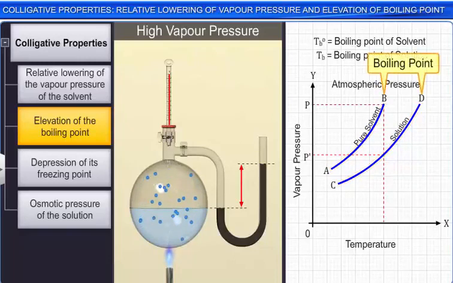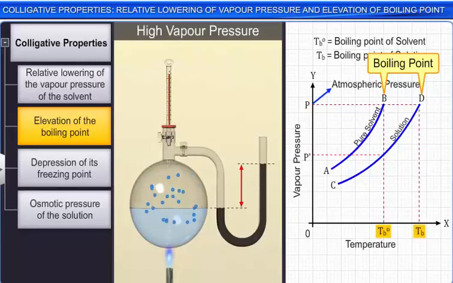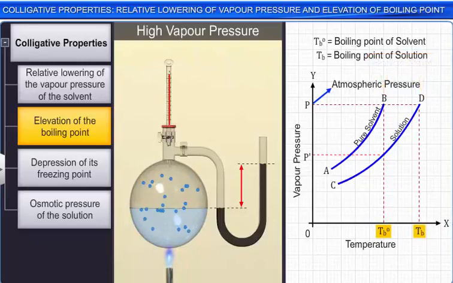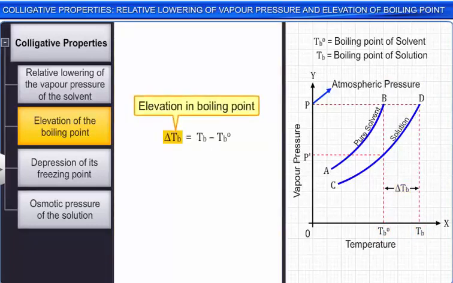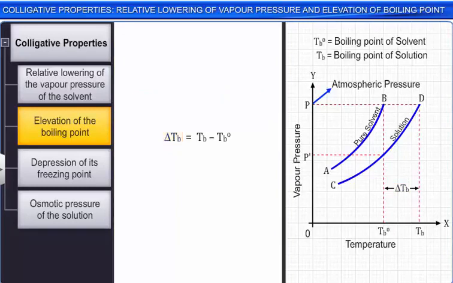The temperatures at which the vapor pressure of the solvent and the solution become equal to the atmospheric pressure are Tb naught and Tb respectively. The difference, Tb minus Tb naught, is represented by delta Tb and gives the elevation in the boiling point of a solvent in solution. Thus, it can be seen that the boiling point of a solution is greater than the boiling point of the pure solvent.